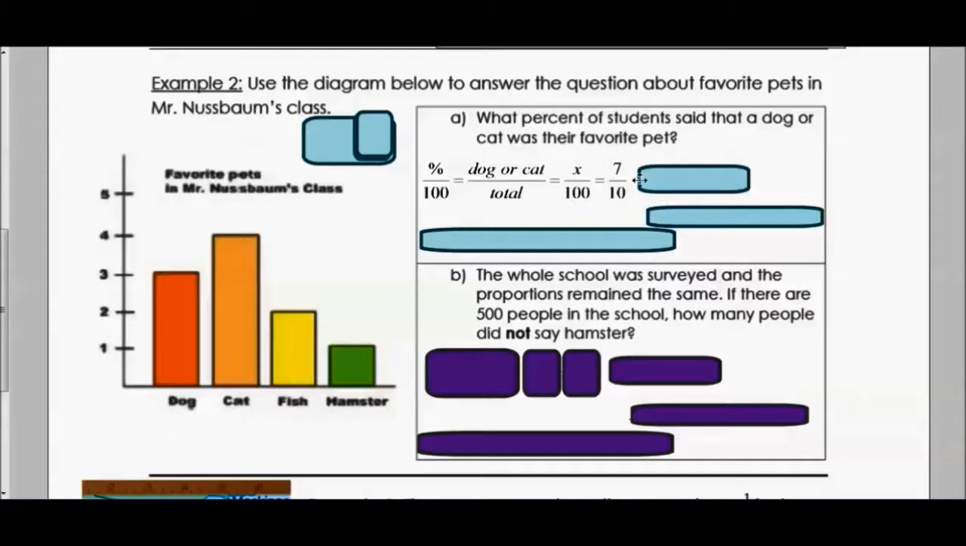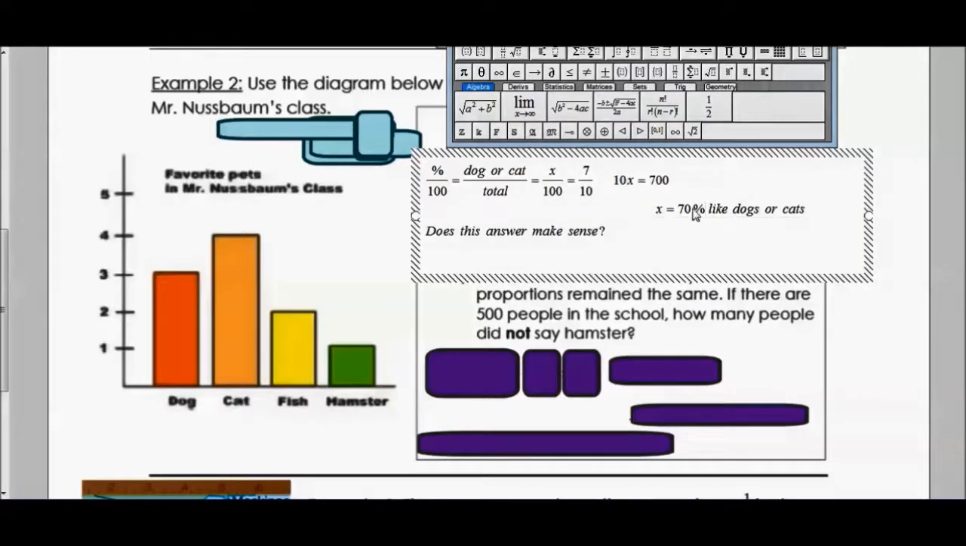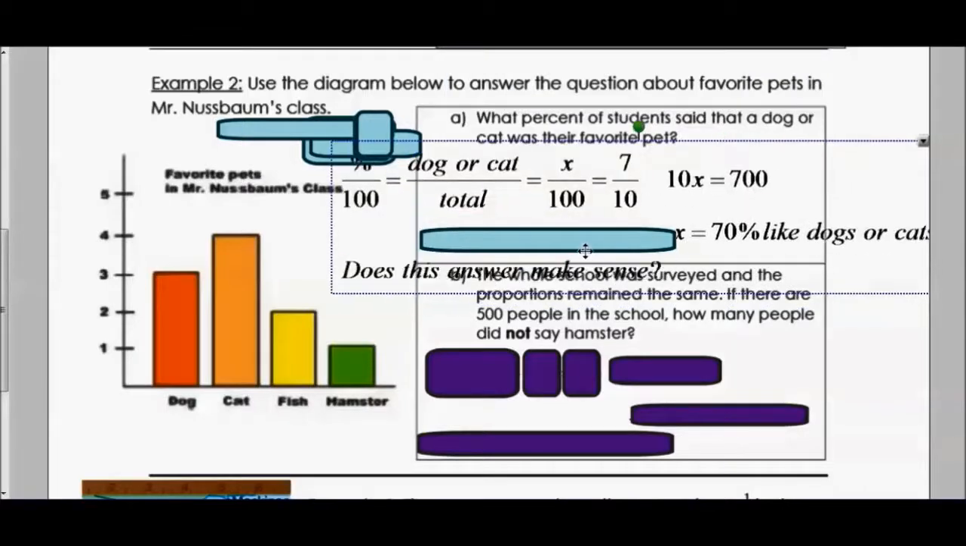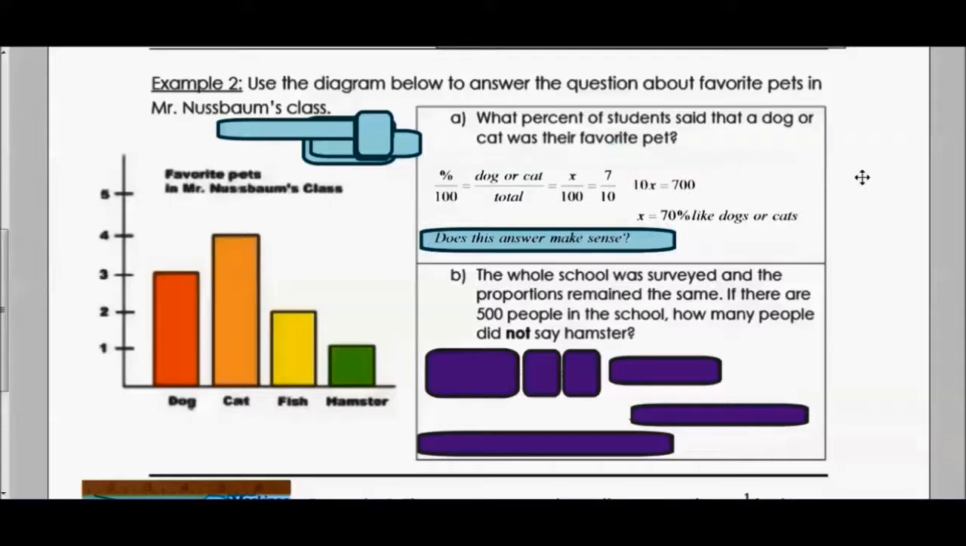You might actually just know what this is as a percent. That's just 70%. You could just divide that out and change it into a percent that way, or we can cross multiply 10 times x, that would give us 10x, and 7 times 100, that's 700. We divide by 10 on both sides, and we get 70 people, or 70%, I should say percent, like dogs and cats. This is very annoying that it resizes that every single time. Alright, so 70% like dogs or cats. That answer does make sense. It's a good chunk of them. It's over half, so that one's good.